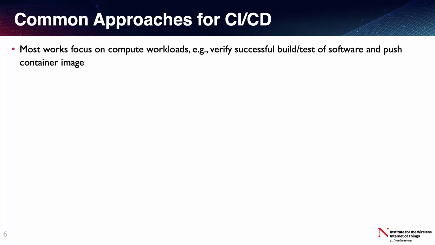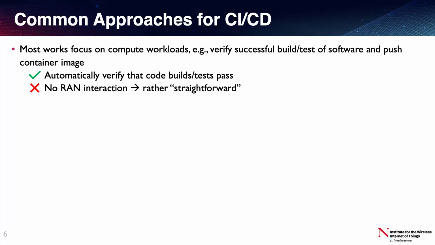And we have some approaches that do so, and we have some pros and cons. So the pros would be, I have some software and I can automatically verify that my software builds and my software can execute. However, as I said, we are focusing on the RAN part, and this kind of workload doesn't have any interaction with the RAN. So from our perspective, it is pretty much straightforward because everything is confined to machine operations on some servers without the need to interface with external components that can be radios and users, for example.